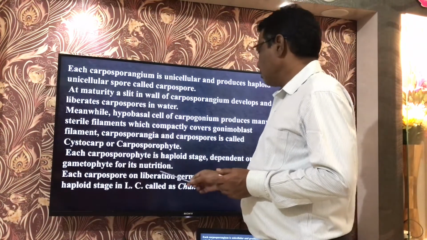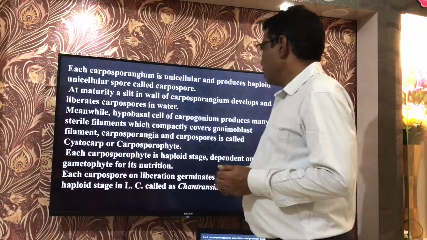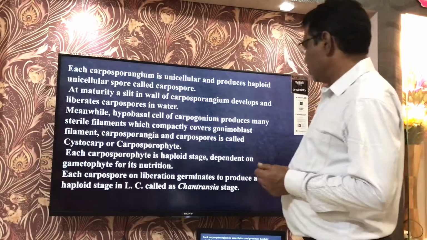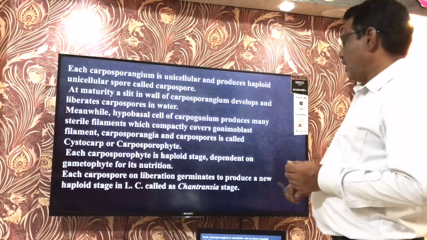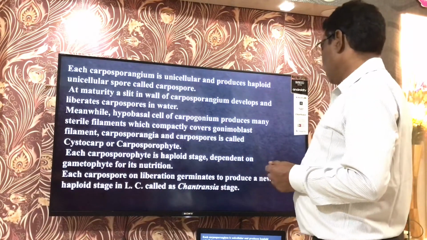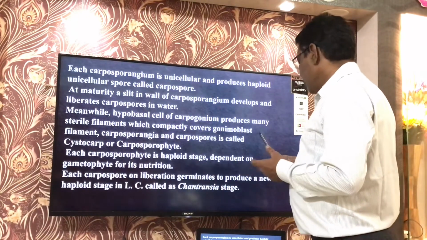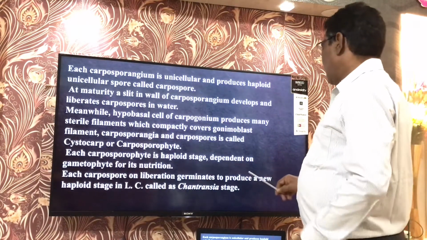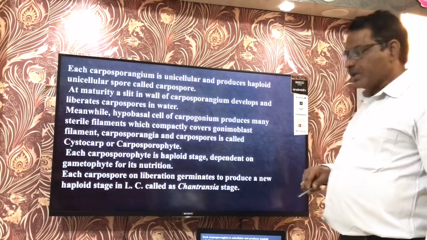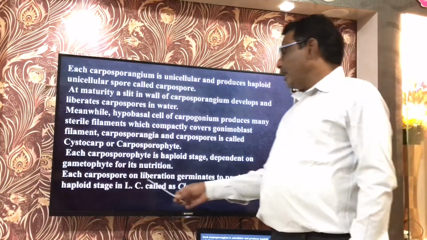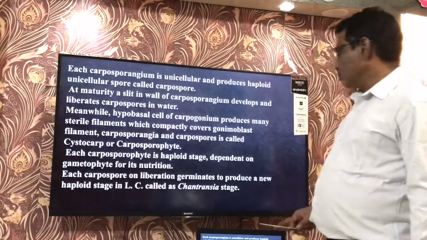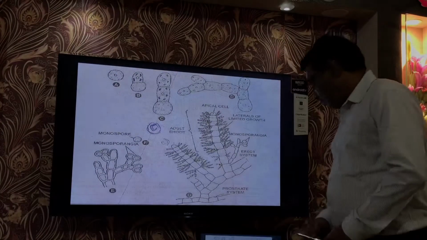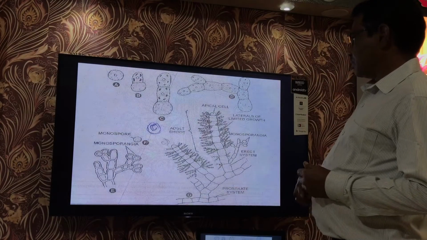Now each such carpospore produced within the carposporangia, towards maturity, gets liberated by formation of a slit in the wall of the carposporangium, and such liberated carpospores, when liberated in water, are carried along with the water current to distant places, and when one falls on a suitable substratum, it germinates to produce a new haploid stage in the life cycle of Batrachospermum, and that stage is called the Chantransia stage, which is a very important stage in the life cycle of Batrachospermum.